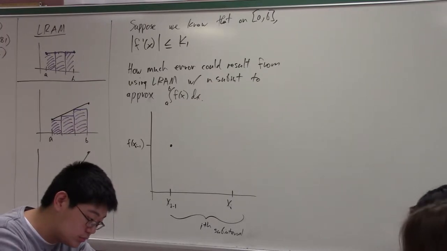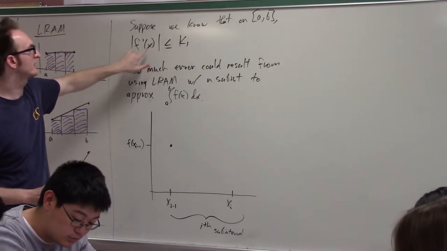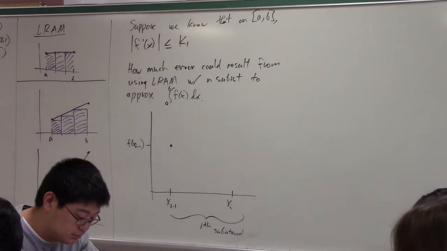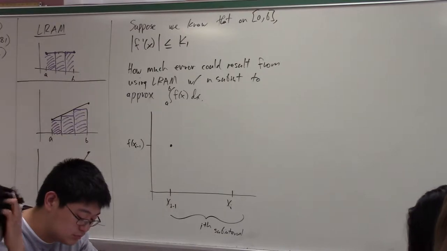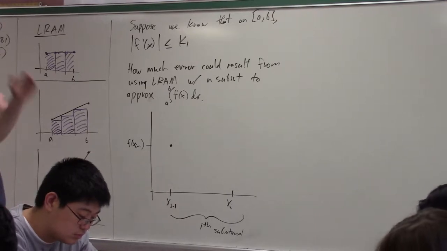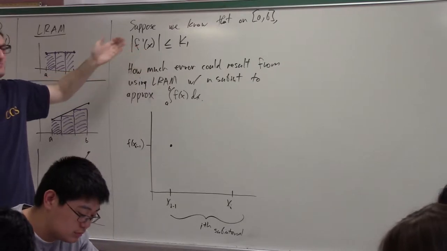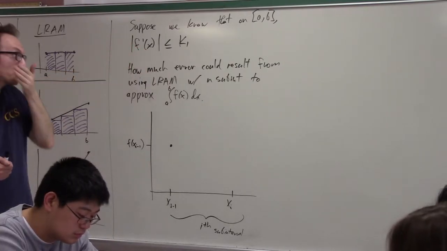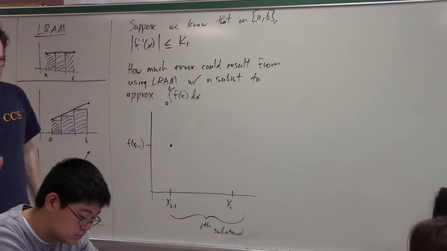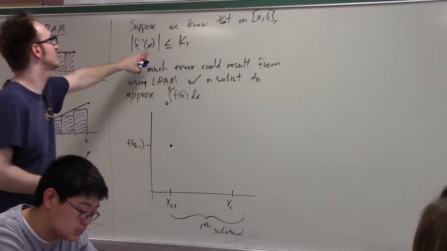Yeah, a line with slope K1, right? Because if the derivative of this function is K1 at most, then what's the worst possible function? What's the function that would create the most error? What's the function which will be off the most, possibly? The slope of the function is farthest away from K1. Consider what kinds of functions meet the requirements.